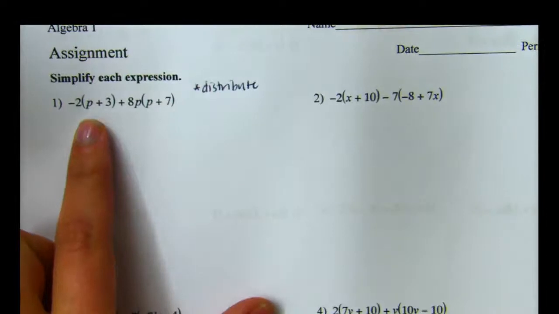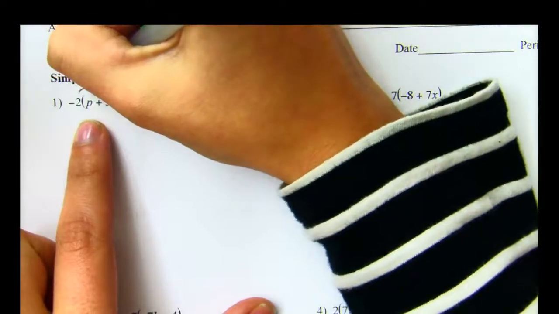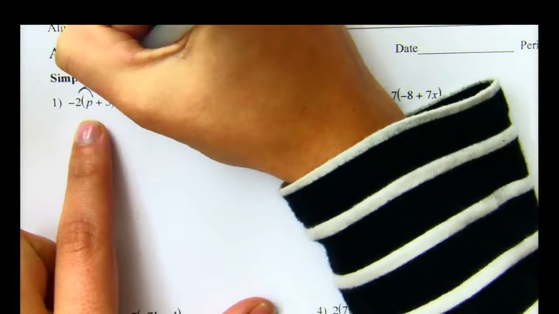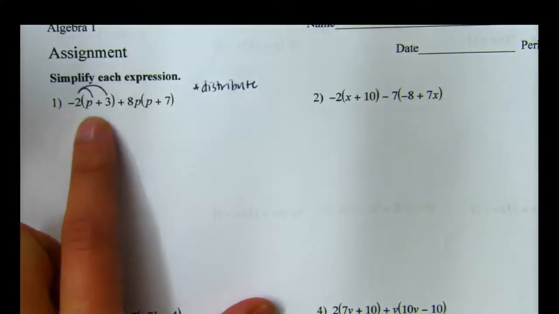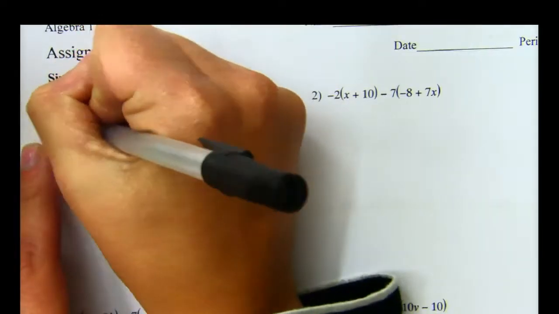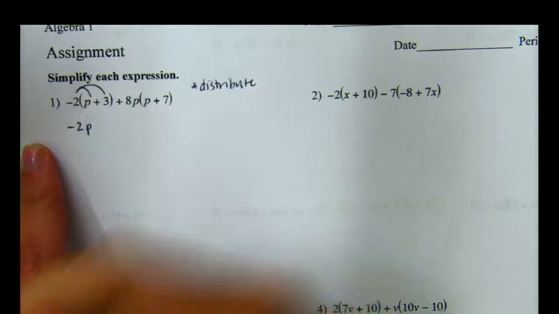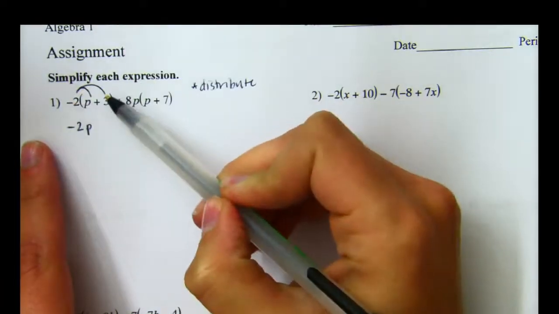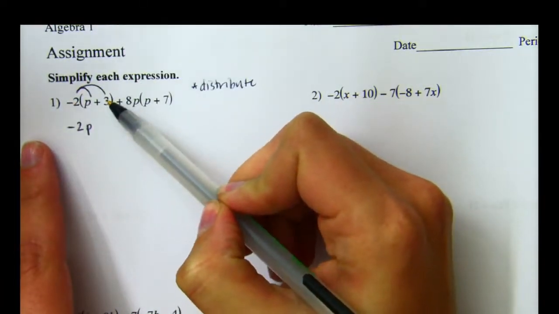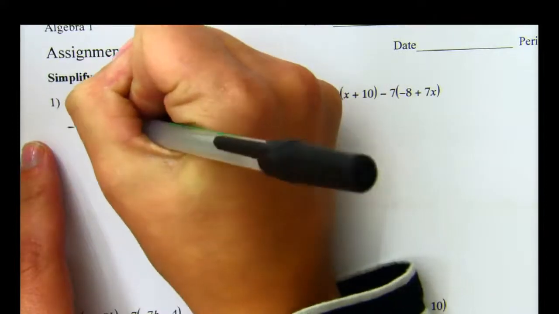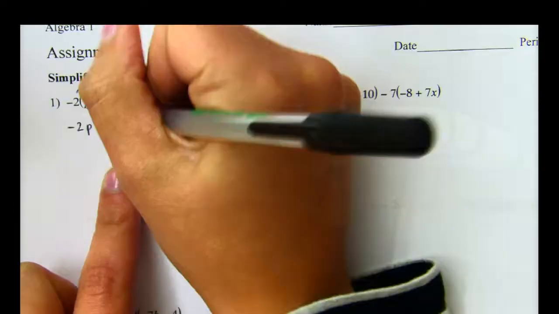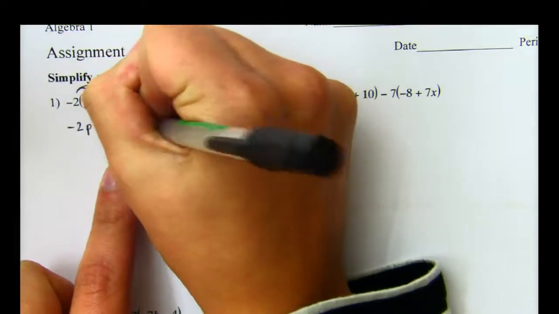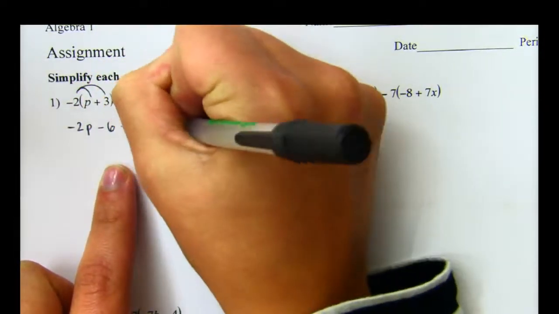Okay, so I'm going to be distributing my -2 inside parentheses to both terms on the inside. I'm going to do the -2 first. So -2 times p will give me a -2p. -2 times 3 will give me a -6. Now I'm going to copy down the rest of this problem exactly like it is. Plus 8p parentheses p plus 7.